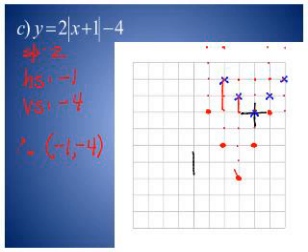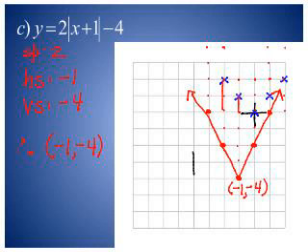And I believe I said that was a horizontal shift of 1, but it was actually a horizontal shift of -1 and a vertical shift of -4. Again, my vertex is at -1, -4, and there's my y equals 2 times the absolute value of x plus 1, minus 4.